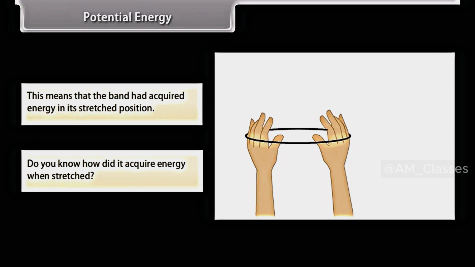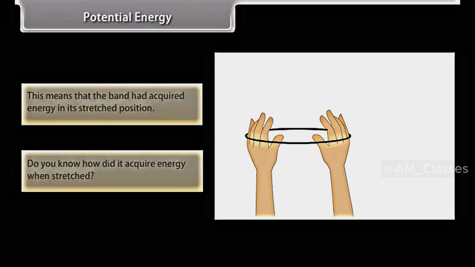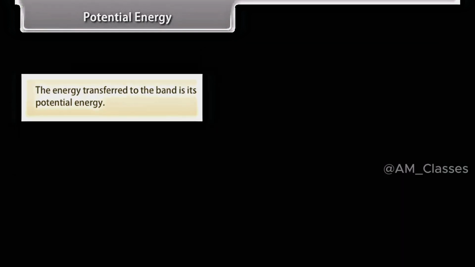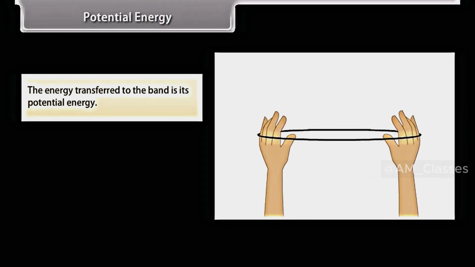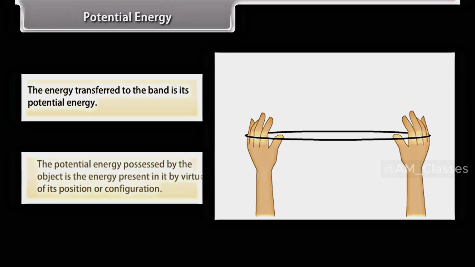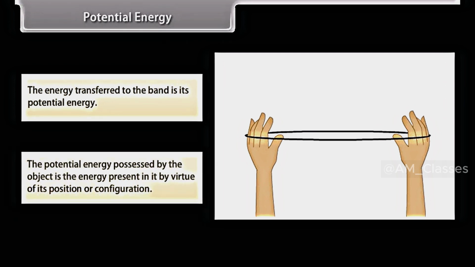Here the energy gets stored due to the work done on the object. The energy transferred to an object is stored as potential energy if it is not used to cause a change in the velocity or speed of the object. We transfer energy when we stretch a rubber band. The energy transferred to the band is its potential energy. The potential energy possessed by the object is the energy present in it by virtue of its position or configuration.